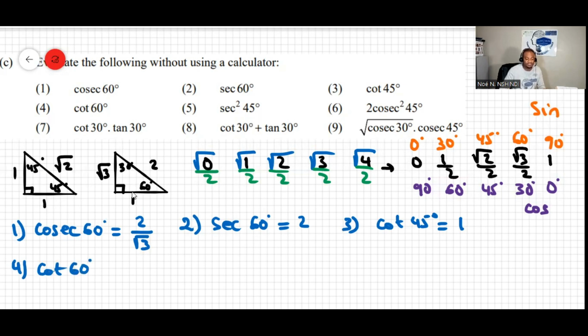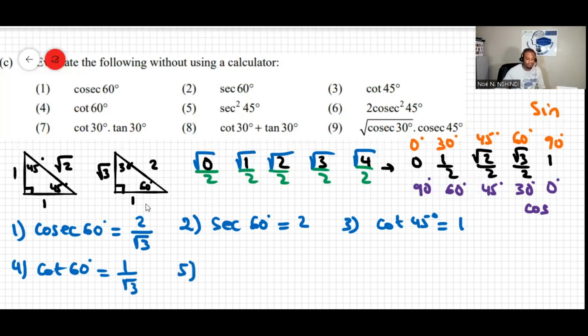So I can look here. Tan is opposite over adjacent, so √3/1. Then the inverse will be 1/√3. Okay, so it'll be 1/√3. You can rationalize this also.